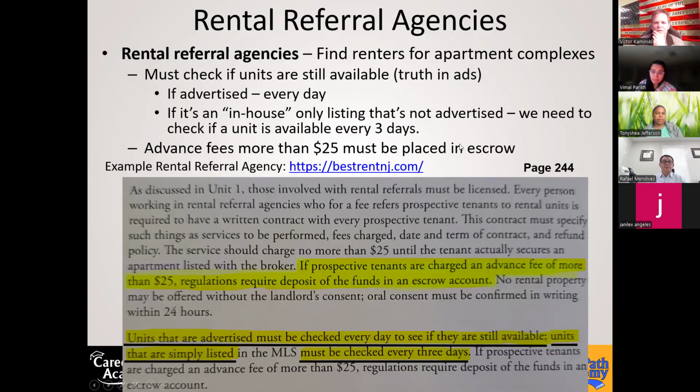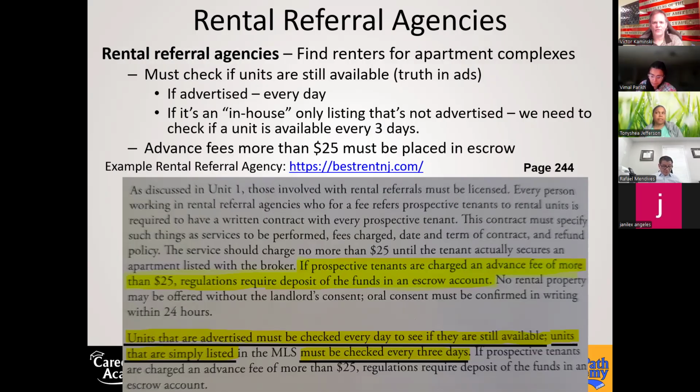So they create those floor plans and they get the pictures and they get all the information they gather, and they do nice write-ups of these buildings and complexes and their features, and then they try to get renters for them, and if they do, they get into an agreement with the building owner that they're going to pay them a rental referral fee if anybody signs a lease. So advance fees of more than $25 we also need to put into escrow.